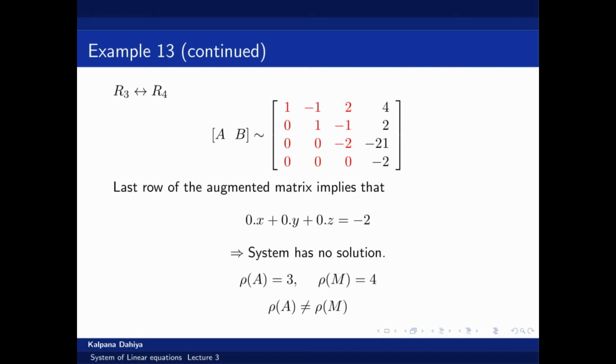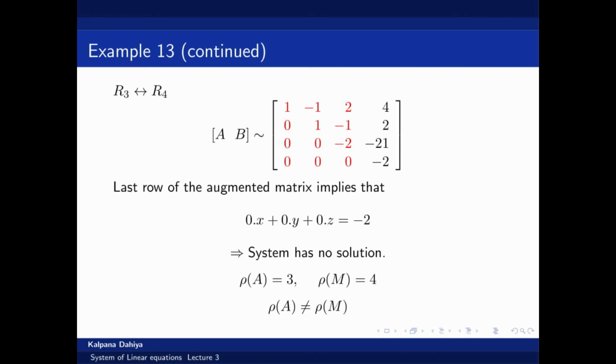And finally, the augmented matrix AB is equivalent to this matrix. 1, minus 1, 2, 4. 0, 1, minus 1, 2. Third row is 0, 0, minus 2, minus 21, and fourth row is 0, 0, 0, minus 2.